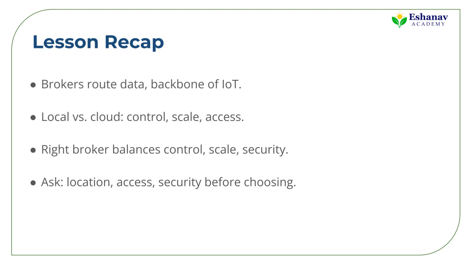What you've seen in this lesson is the backbone of real-world IoT. Brokers and platforms that make ESP32 devices more than just local toys. You now understand how brokers route data, why local and cloud approaches differ, and how to evaluate the major options based on project needs. Remember, the right choice balances control, scale, and security, and those decisions define whether your project is just a demo or a deployable solution. As you move forward, keep asking yourself, where does this system need to live, who needs access, and how do I secure it? Answering those questions will guide you to the right broker every time.